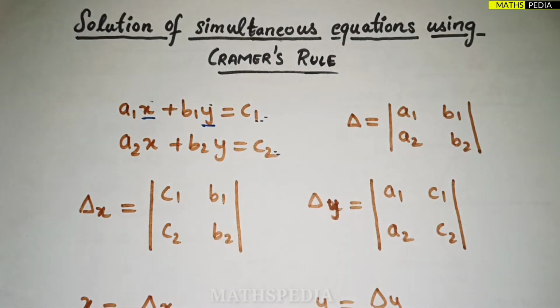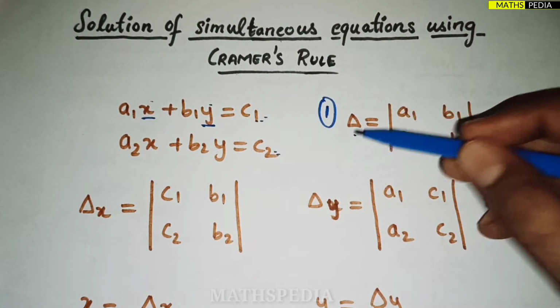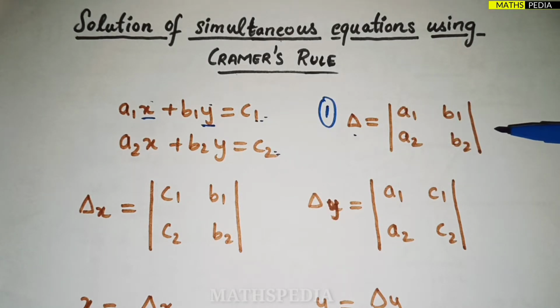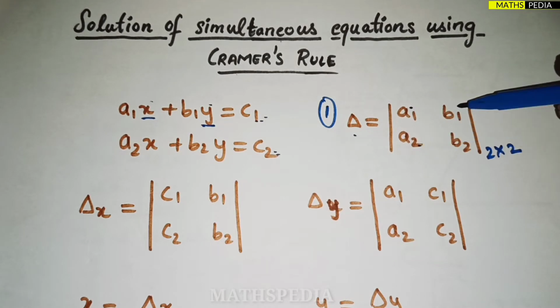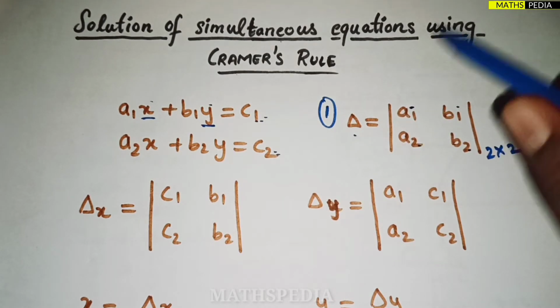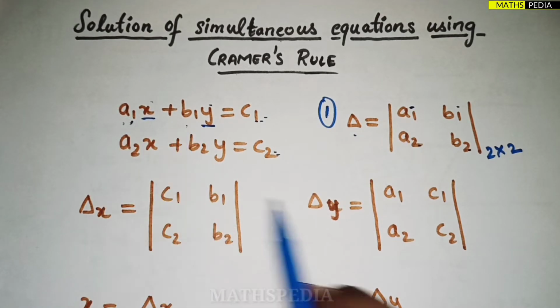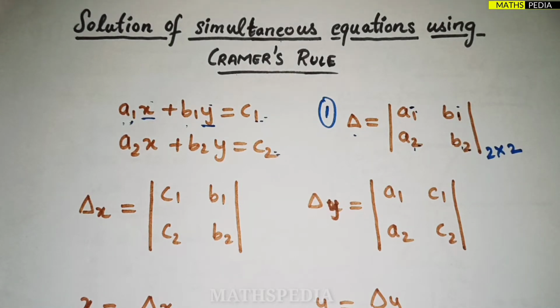Okay, I'll tell you the steps. The first step, you have to go for the delta. Delta is nothing but the determinant. You can see over here, this is the determinant, and it is 2 cross 2 square. Here a1, a2, b1, b2 are the coefficients of the x variable as well as the y variable: a1, a2, b1, b2. Next, you have to write them column wise.